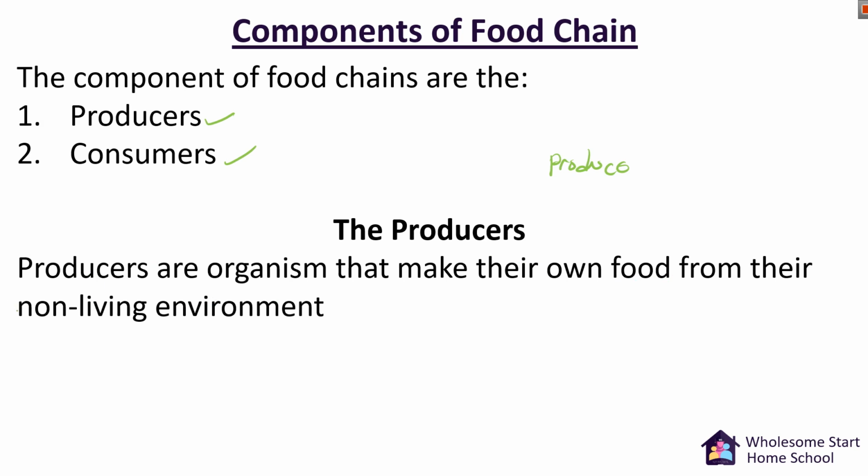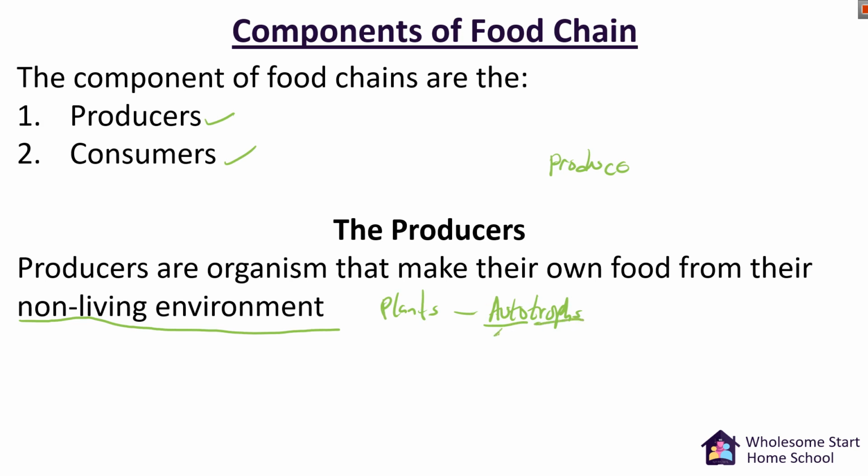They make it from what? From the non-living environment. They are always plants, green plants. And when we were talking about the different characteristics of plants, they are autotrophs. If you remember when we talked about autotrophs, that means they make their own food. Auto means automatic, troph means feeding.